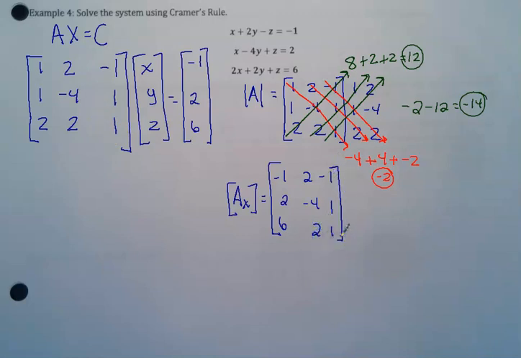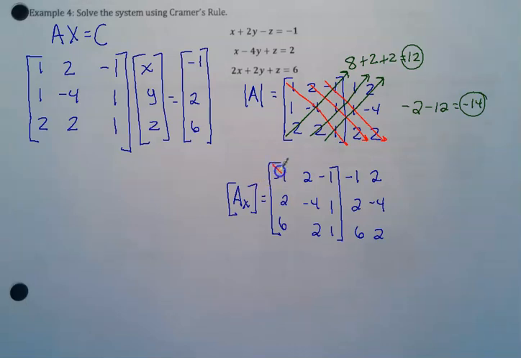And then remember, the next thing, since it's a 3 by 3, is we copy down the first two columns to the right. I should have given myself some more room, so I'm going to erase here. So I'm going to have -1, 2, 2, -4, and 6, 2. All right, then we're ready to start solving our diagonals.